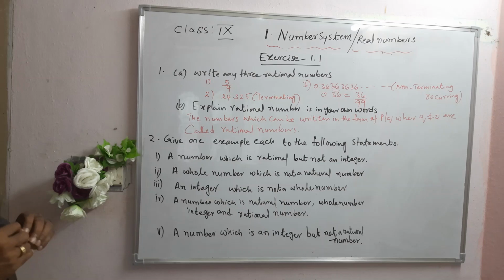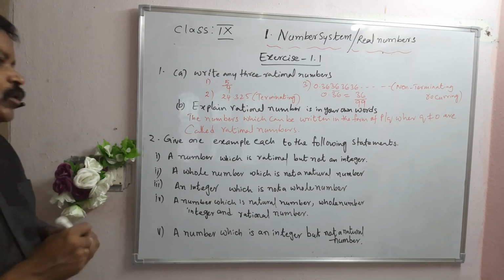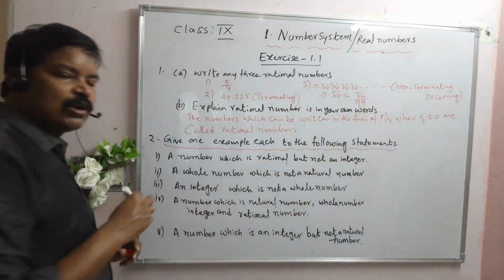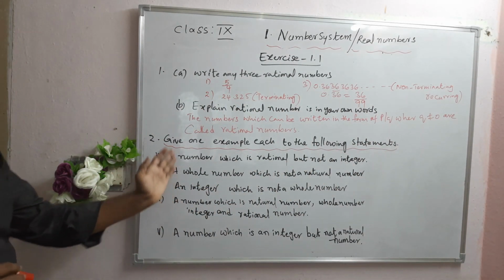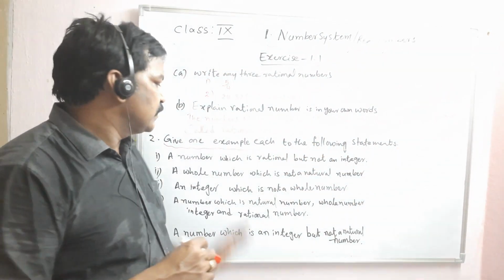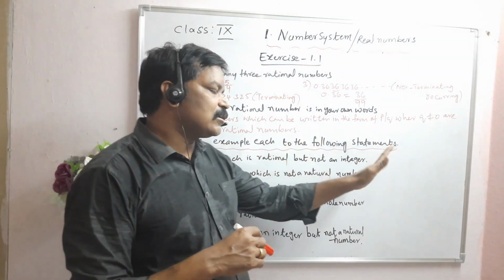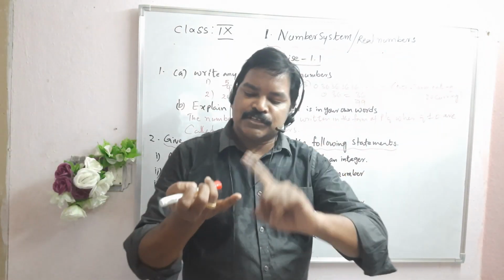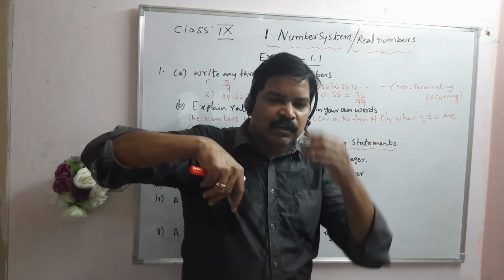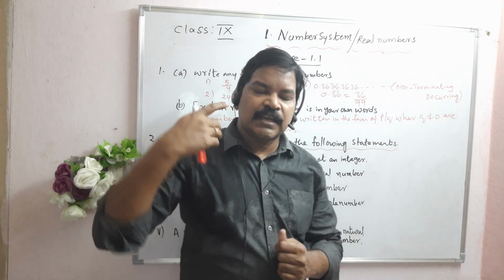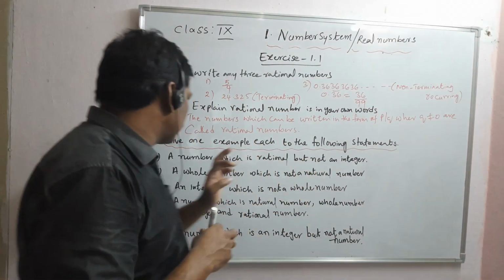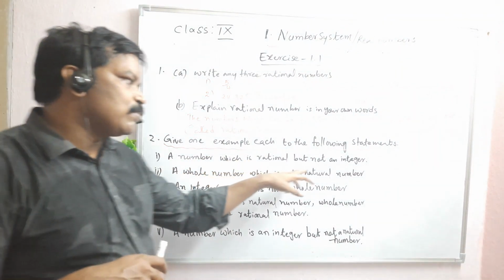Second set. Give one example each to the following statements. The first one is a number which is rational but not an integer. See, natural numbers, whole numbers, integers, rationals, all together we call rational. A number which is rational but not an integer.